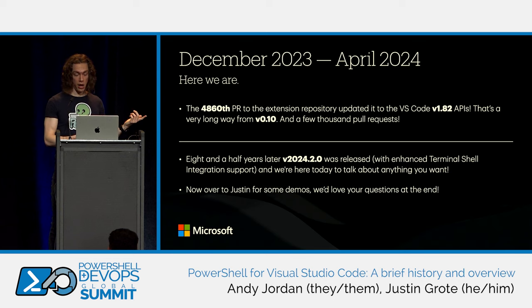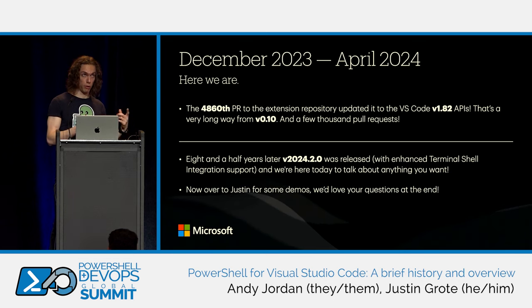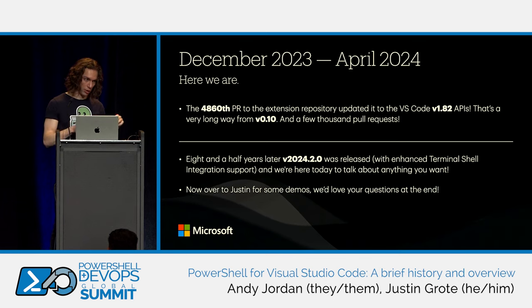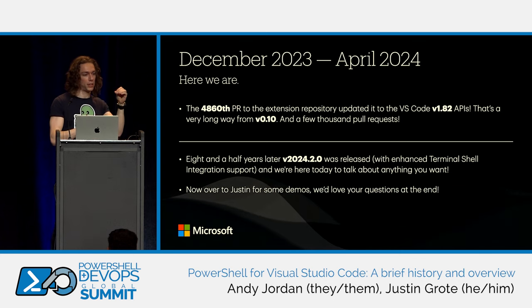As of yesterday, the version 2024.2.0 stable version of the extension was released. I just pushed that out. It has enhanced terminal shell integration support. One of the cool features within VS Code, if you're in the terminal at the bottom, is those little glyphs on the side. It tracks if your command was successful or not and lets you scroll back between commands.